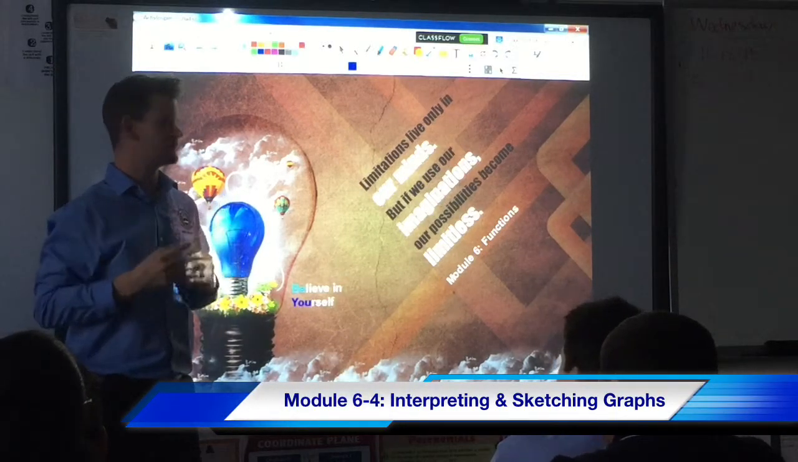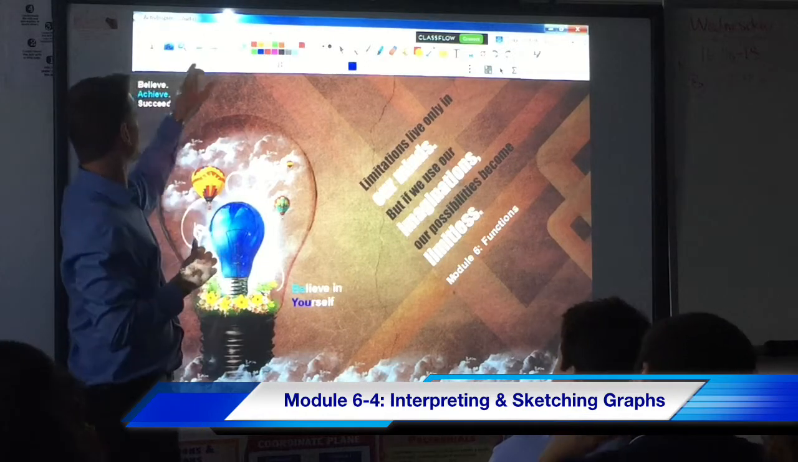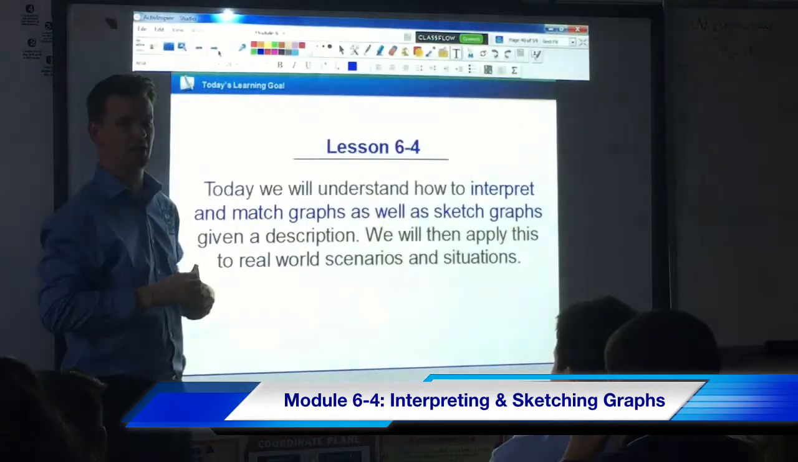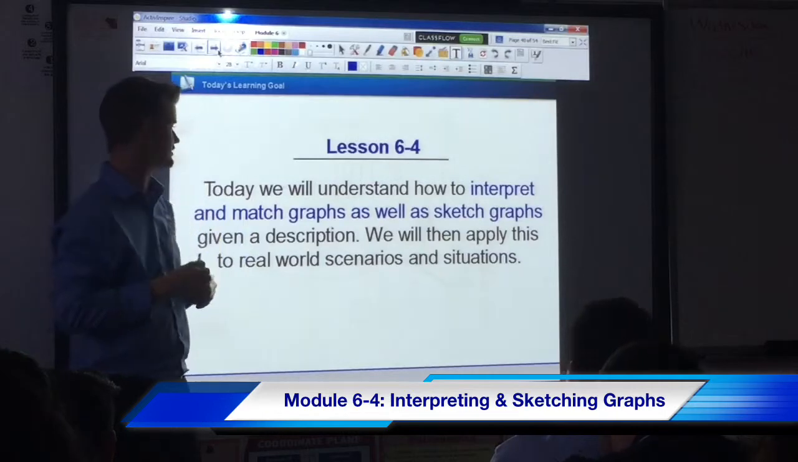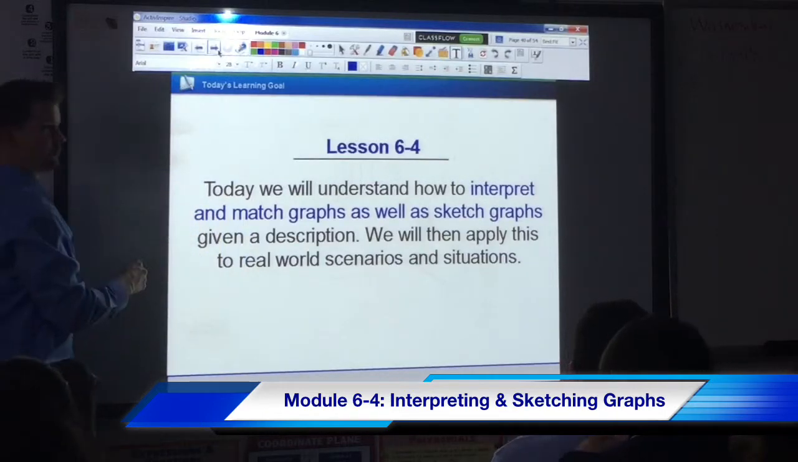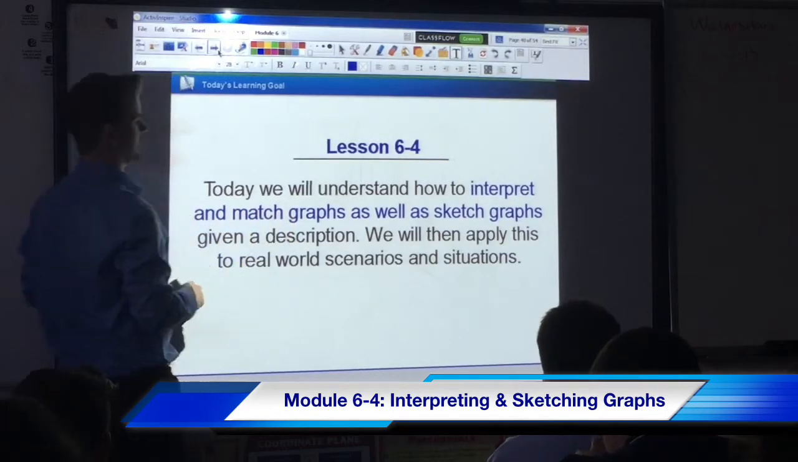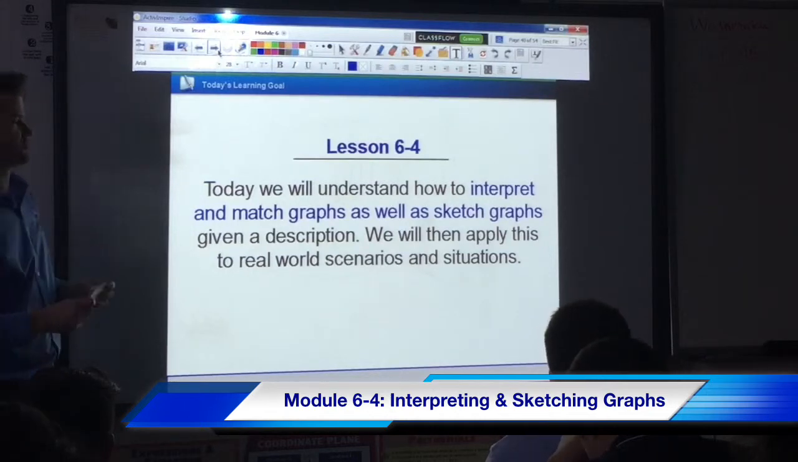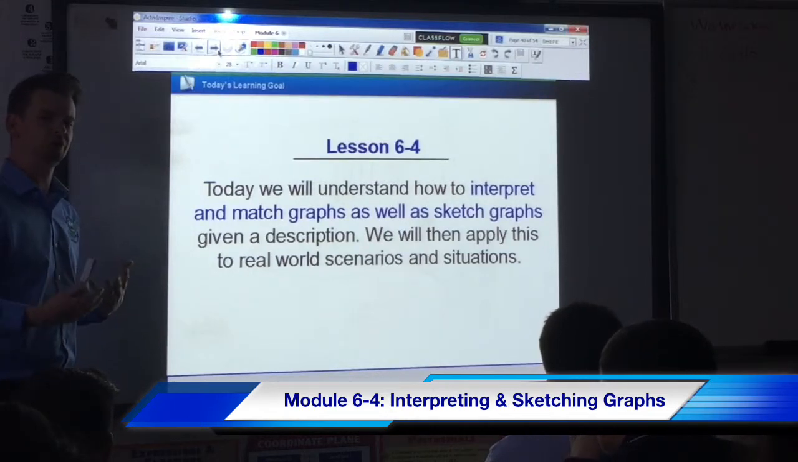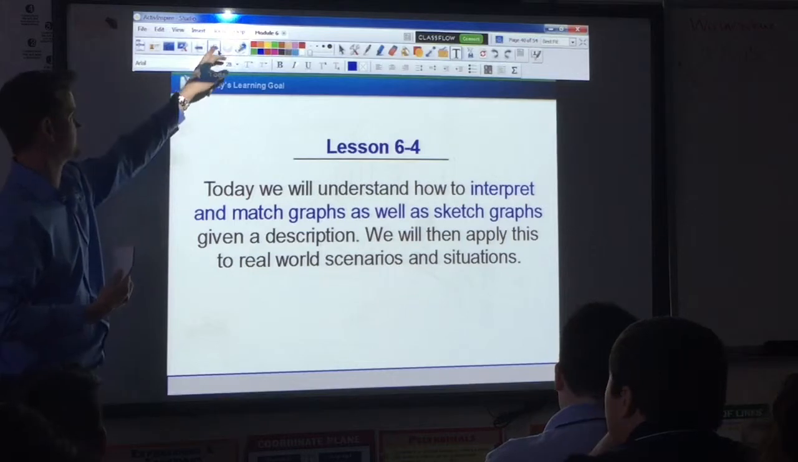We're going to finish up Module 6 today. We're going to be working with creating, sketching, and identifying graphs and their parts. Specifically, we will understand how to interpret and match graphs as well as sketch graphs given a description. We will then apply this to a real-world scenario and situation.